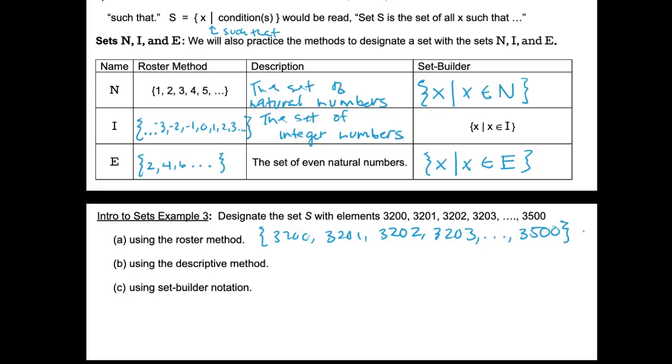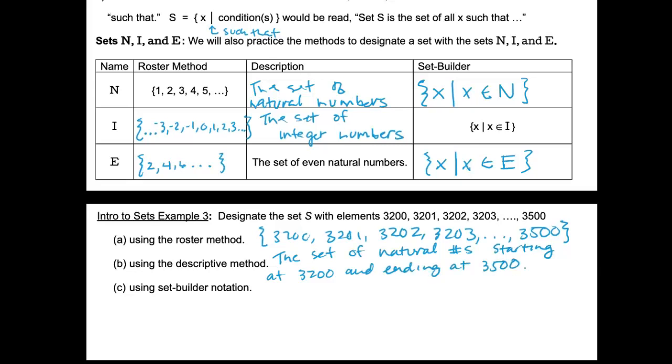Okay, and then the descriptive method. So this is the part where you have to ask yourself, well, how could I describe this in words? And the first thing that I notice is that these are numbers that could be considered natural numbers because they're counting numbers. I don't see any fractions or decimals. They're not negative. So these are natural numbers. I'm starting at 3200 and I'm ending at 3500. So I could write just that. So I could just write the set of natural numbers starting at 3200 and ending at 3500.